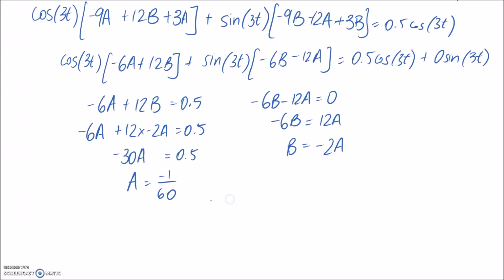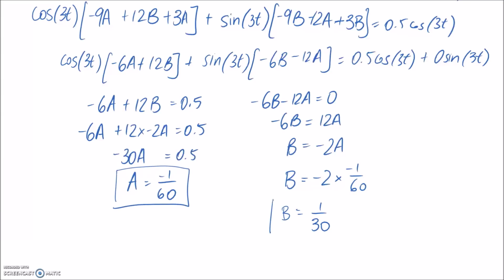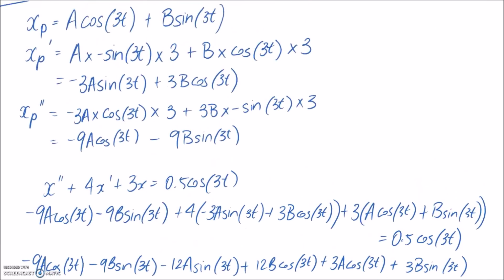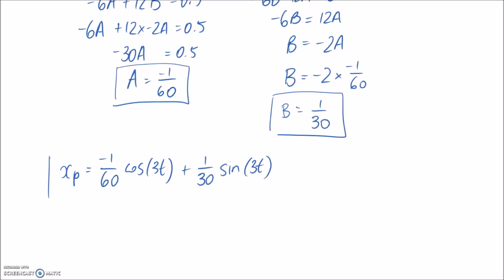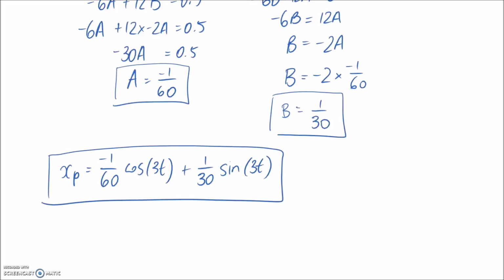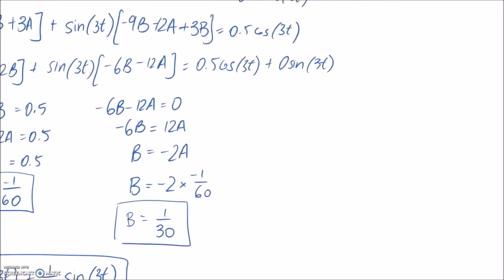So now that I know this, I should be able to come back over here and get out what b is equal to. And this simplifies down to 1 on 30. So these are the two constants within the particular equation that I was looking for. If I scroll back up, this is what x_p is equal to. So we can now pop in a and b as the actual numbers. So that makes x_p equal to negative 1 on 60 cos of 3t plus 1 on 30 sine of 3t. Alright, and that concludes the particular section of our solution process.